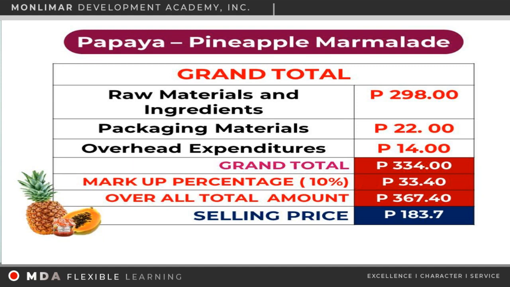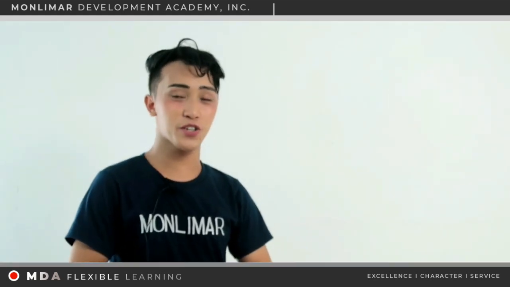The next step is we're going to add the 10% markup to our grand total. So we have the overall total amount of 367 pesos and 40 centavos. Then, after that, we're going to divide it by 2 to get the selling price. And we have 183 pesos and 7 centavos in each jar. That ends our discussion for today.